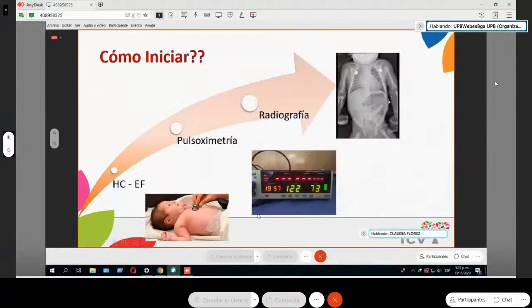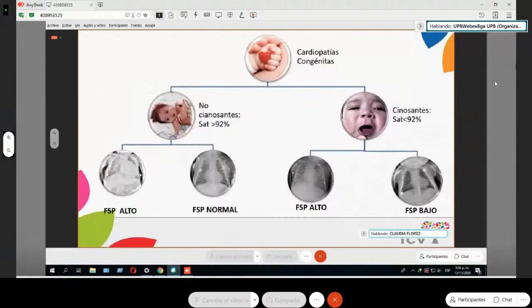So how do we start? The physical assessment and the clinical history. You take an oximetry to see whether the kid has a good saturation, and with chest X-rays, you can see the flow in the lung and where there is little flow to the lung. So you can have an initial approach, which is the one we have here.